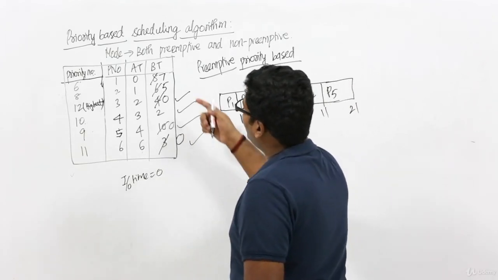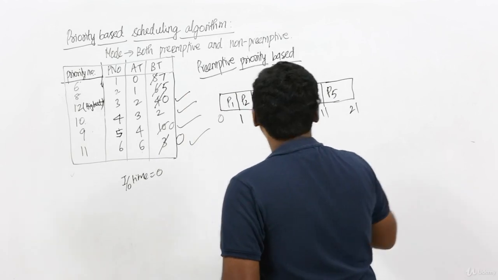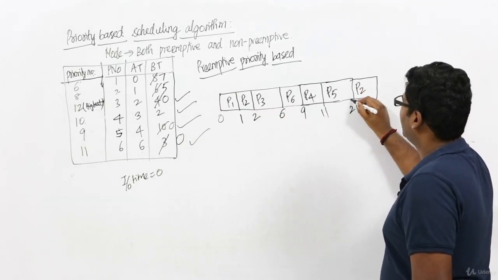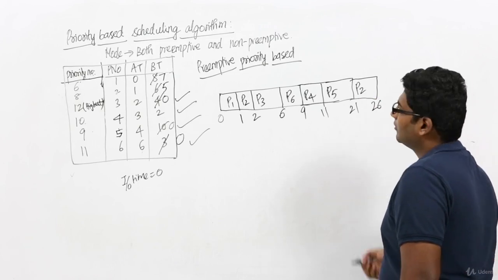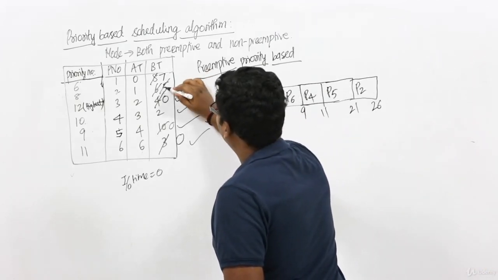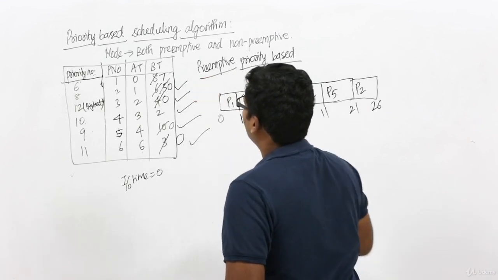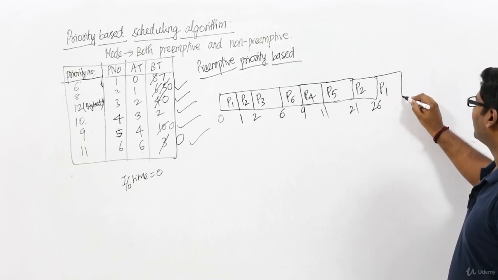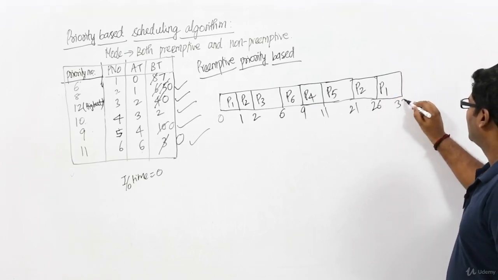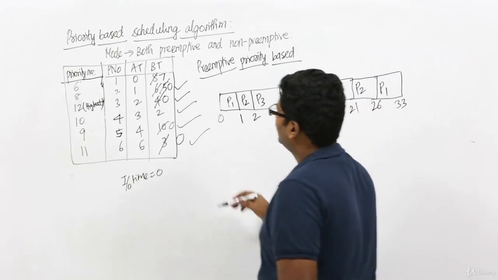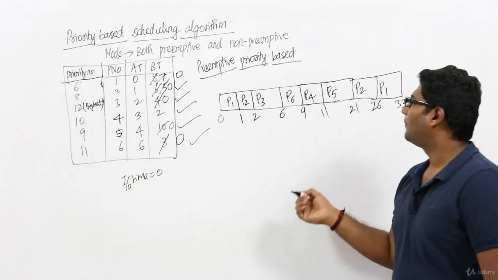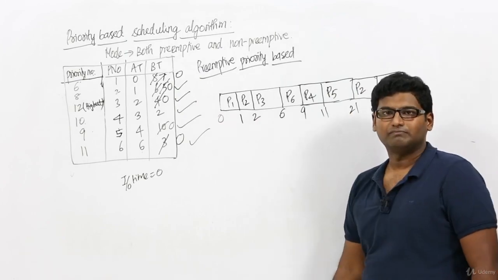Now among P1 and P2, P2 has the highest priority, so P2 will run till 26. Its remaining time has become 0. Now we have only P1, and P1 will run for 7 time units, so it will run till 33. This will also become 0. That's it. This is all about the preemptive priority based scheduling algorithm.